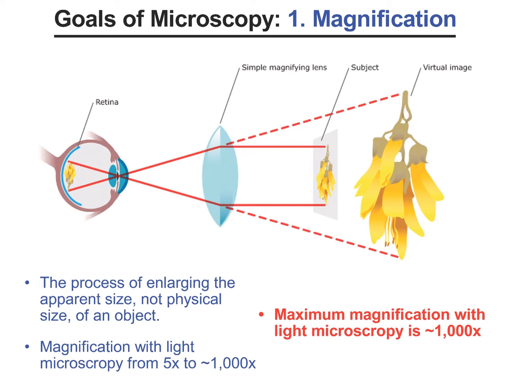What's important to consider is that even with all the advances that have been made in light microscopy over the last several hundred years, the maximum magnification that can be achieved is no more than about 1,000 times. As we will see in a moment, this is because of certain limitations of the properties of visible light.